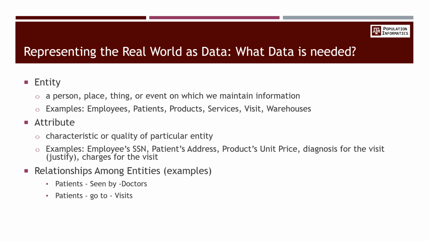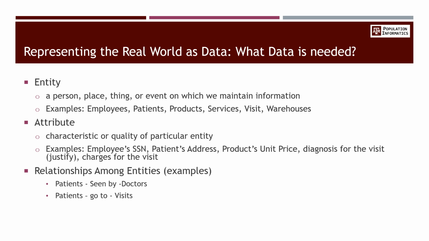So what is the data needed to represent the real world? First, there are entities we need to maintain information about, such as people, places, things, or events. Examples may be employees, patients, products, services, visits, and warehouses.